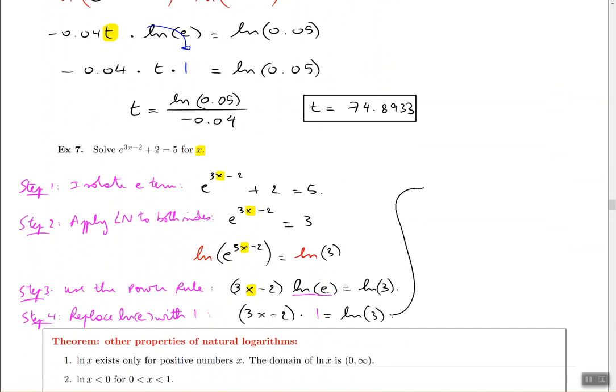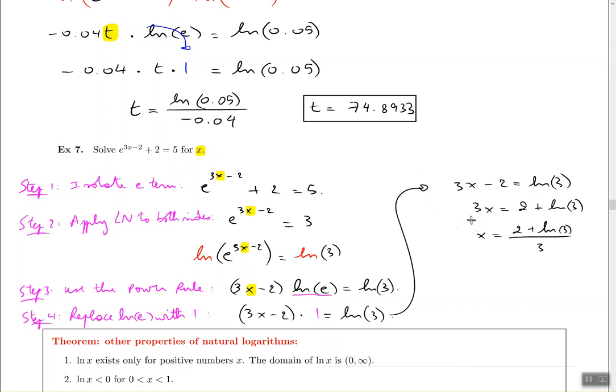So what we're going to do next is just solve for x. So 3x minus 2 is equal to ln of 3. So we're going to move the 2 across, so we can have 2 plus the ln of 3 that was already there. And then we're going to divide by the 3. So this is going to say 2 plus ln of 3, all divided by 3. So at this point, plug this in your calculator and let's see what kind of estimate you get.